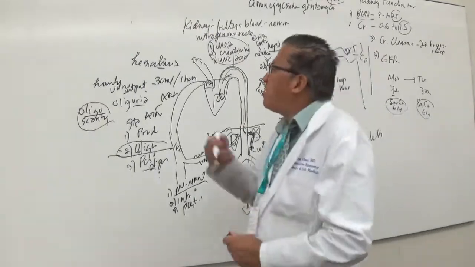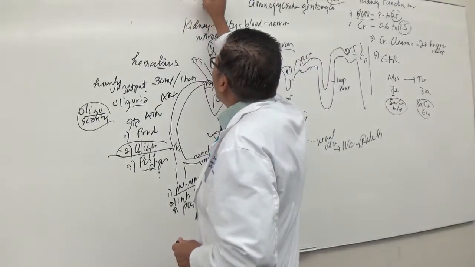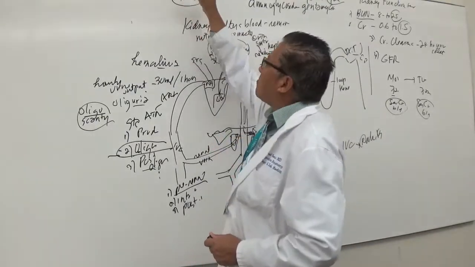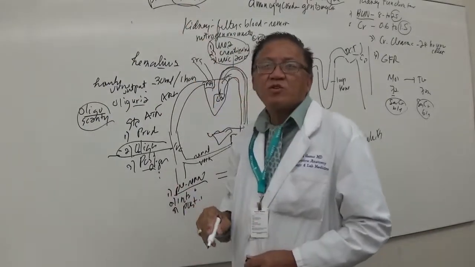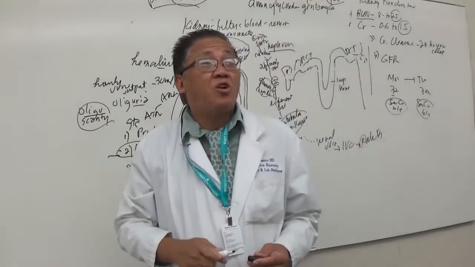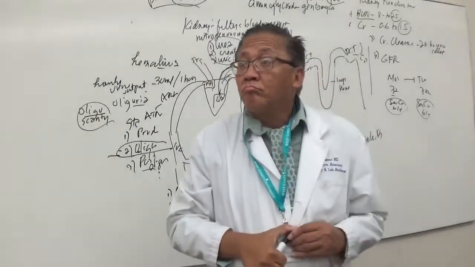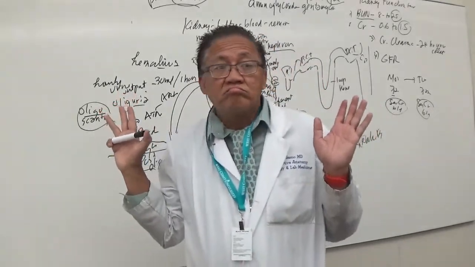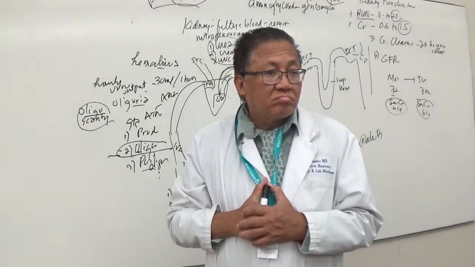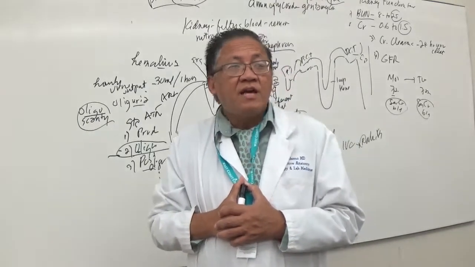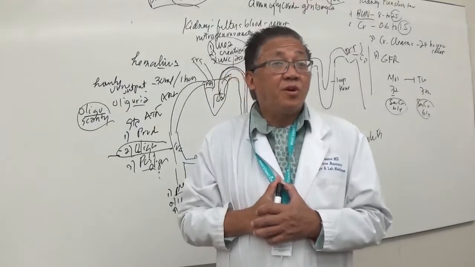KUB. Do you know what's KUB? Does anybody know what a plain KUB is? They were suspecting that I had a stone in my kidney. Does anybody know what that is? Who is an LVN here? Me. You are. What does KUB stand for? I think it's kidney, ureter, bladder. Very good. It's an x-ray of the kidney, the ureter, and the bladder.